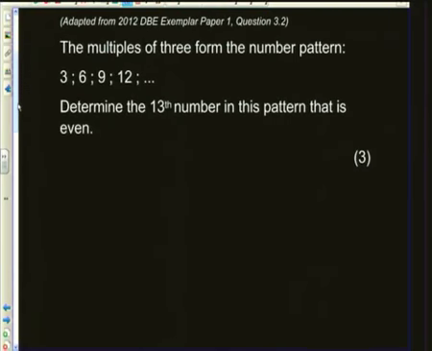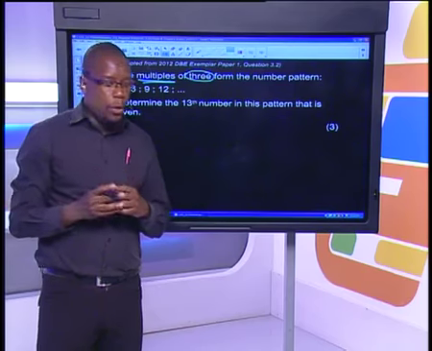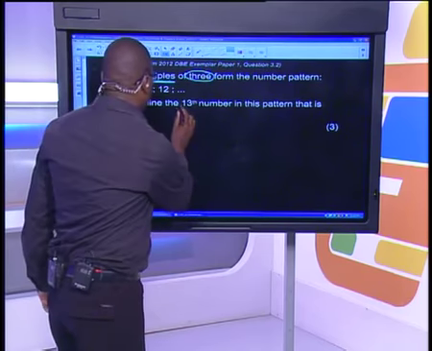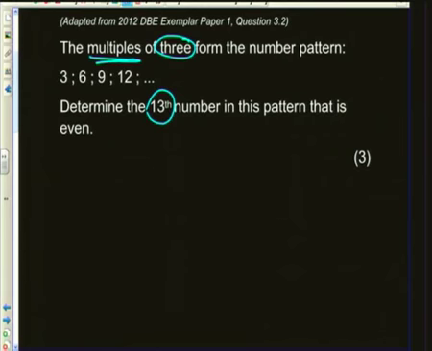All right. Guys, you've got the second question here. It says, the multiples of 3, right? You can tell me the multiples of 3, 6, 9, 12, 15, form the number pattern. It forms this number pattern, which is 3, 6, 9, 12, and the next term will be 15, and on, right? Now, find the 13th number in this pattern that is even. Now the key word here is even, right?